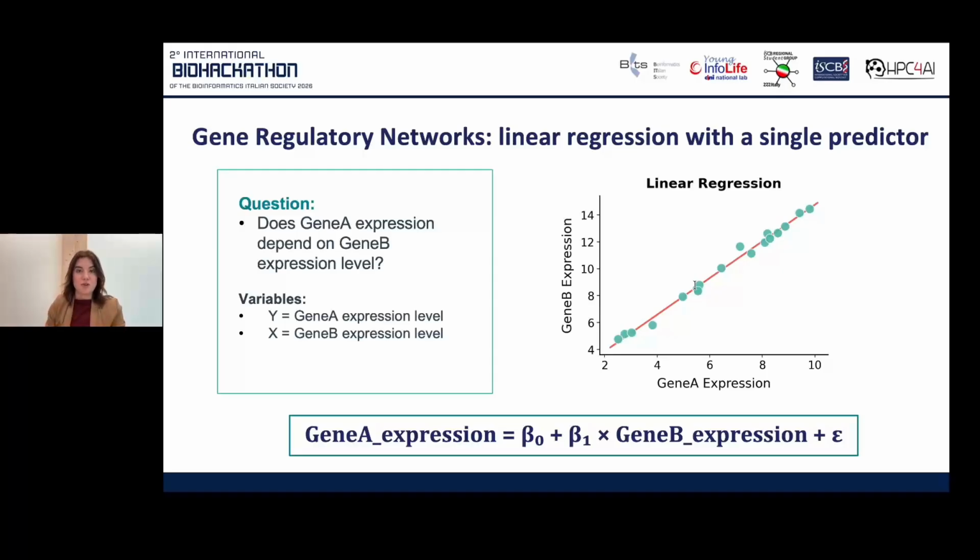So as I said before, in the context of inferring links between genes, the most simple model we can think of is just the one that will predict the expression of a certain gene A as a function of the expression of a gene B. And our goal will be to find the best line that fits the data better.